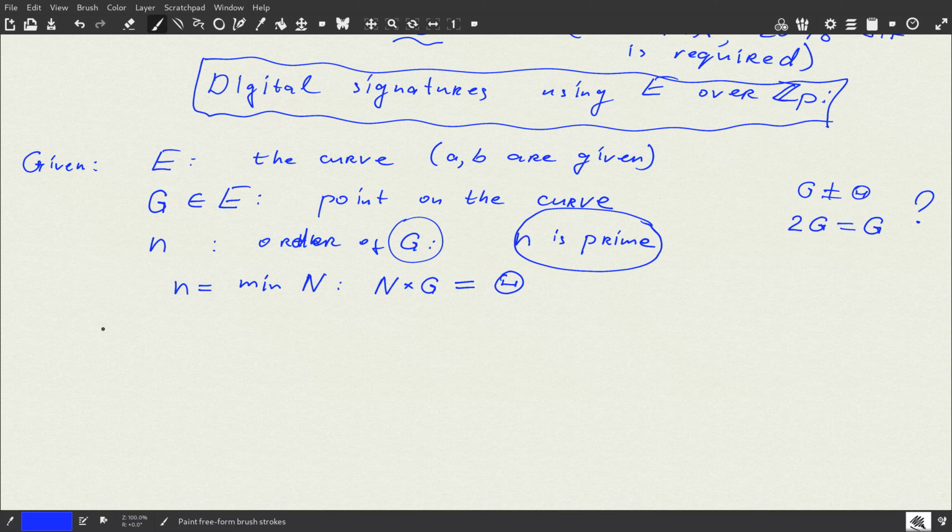So, for example, it is called the Schoof-type algorithm.